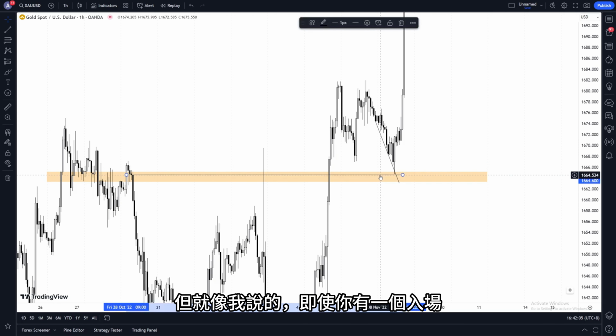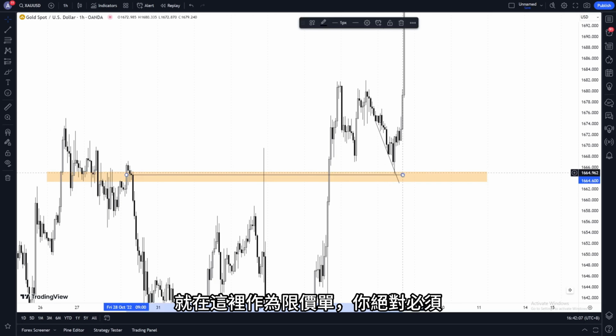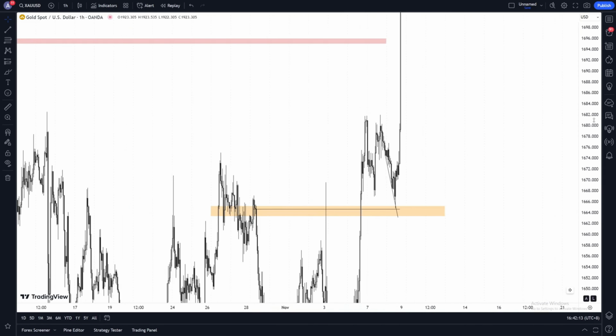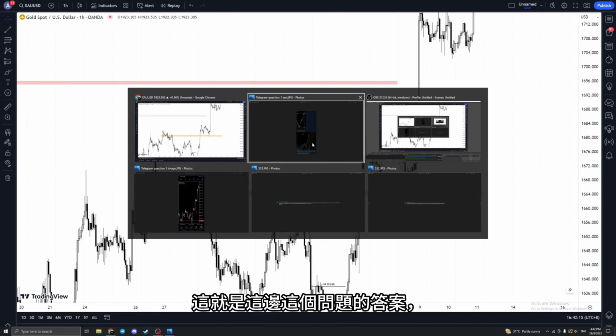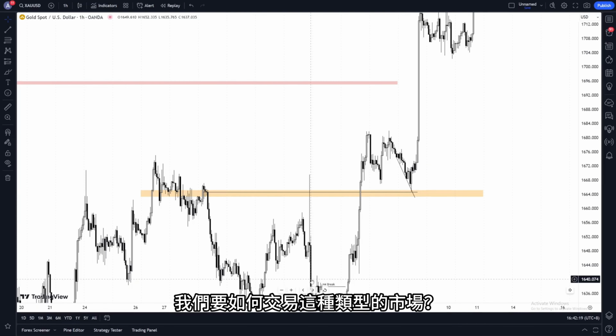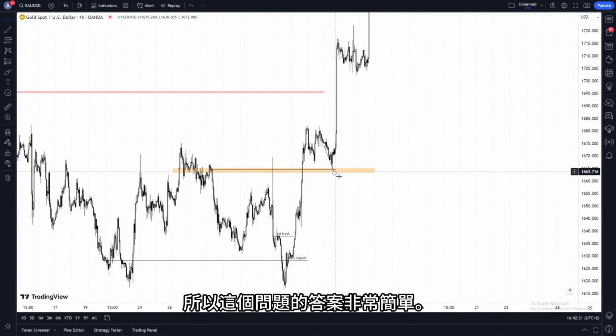But like I said, even if you have an entry right here as a limit, you're definitely going to have to compensate for the spreads that your broker takes. So you will for sure be tagged in, guys. And that is the answer to this question over here. All right. How can we take this type of market? So the answer to this question is very simple.